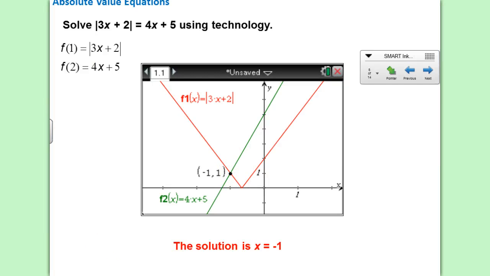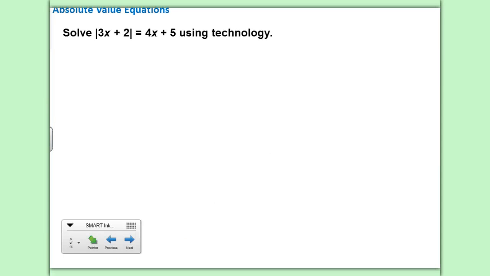You can also do it the other way, and I'm just going to go back to my calculator to show what it would look like. Remember we talked about the other way to solve this question: take it all to one side and see it graphically. Y1 equals absolute value 3x plus 2 minus 4x minus 5. And if you take it all to one side, now you're just looking for x-intercepts.